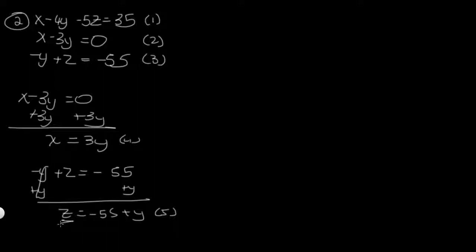Now, I've isolated z, I've isolated x. You are going to take these and plug them into the equation you did not use for substitution. Here I used equation 2. Here I used equation 3. So the only one I did not use is equation 1. Equation 1 says that x minus 4y minus 5z equals 35.